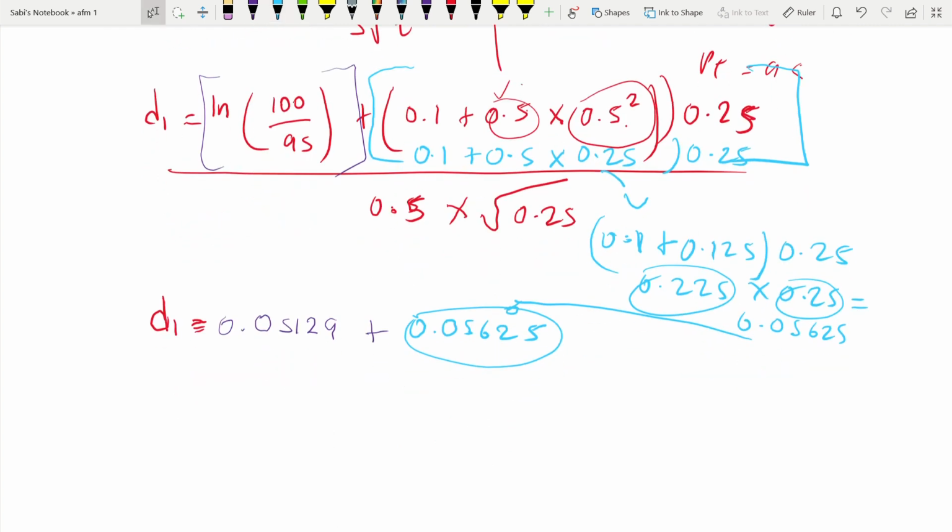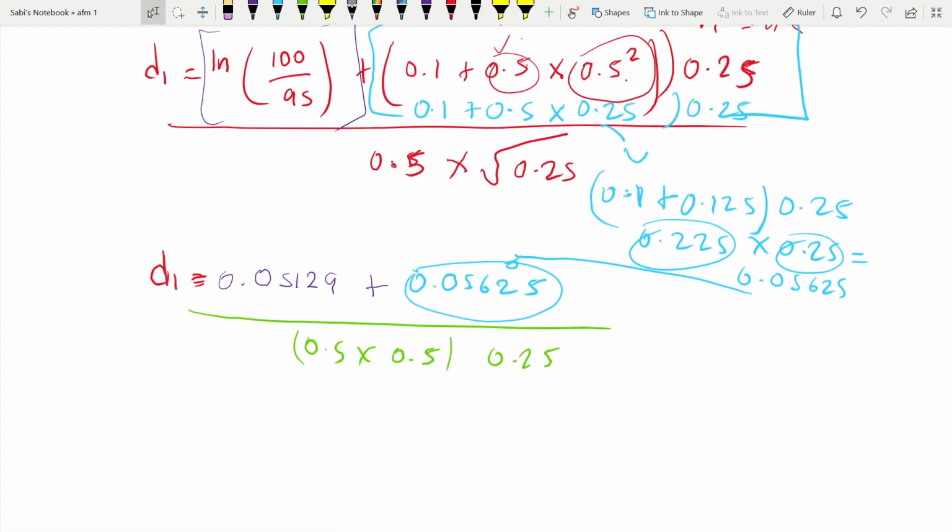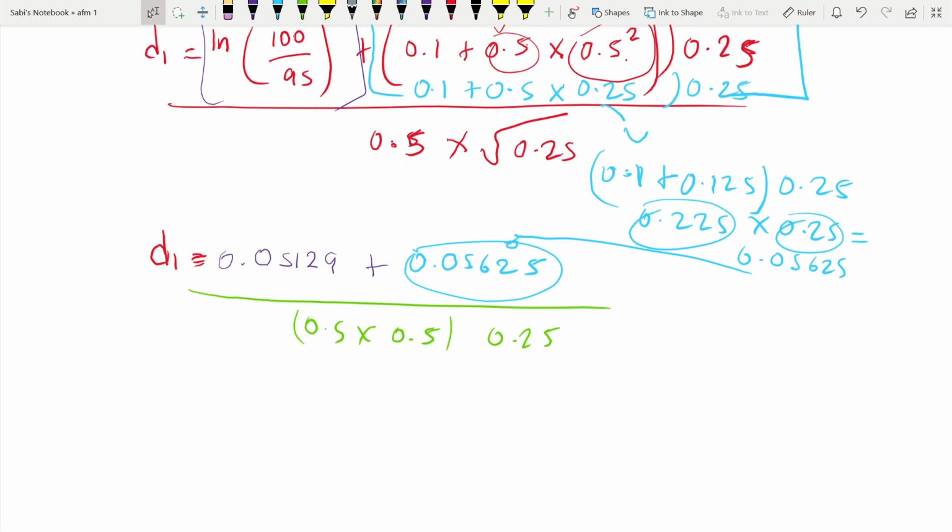Now, which color should I use? Green color? Okay, now green color. 0.5 multiplied by square root of 0.25. Make sure you know how to find the square root also. The square root is 0.5. So this will be 0.25 only when you multiply. Okay. So 0.05129 plus 0.05625 divided by 0.25. Now I think you can do. First the addition, then the division. Add both the numerators and divide by 0.25.